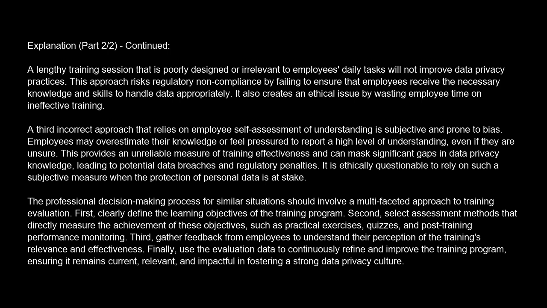The professional decision-making process for similar situations should involve a multifaceted approach to training evaluation. First, clearly define the learning objectives of the training program. Second, select assessment methods that directly measure the achievement of these objectives, such as practical exercises, quizzes, and post-training performance monitoring. Third, gather feedback from employees to understand their perception of the training's relevance and effectiveness. Finally, use the evaluation data to continuously refine and improve the training program, ensuring it remains current, relevant, and impactful in fostering a strong data privacy culture.